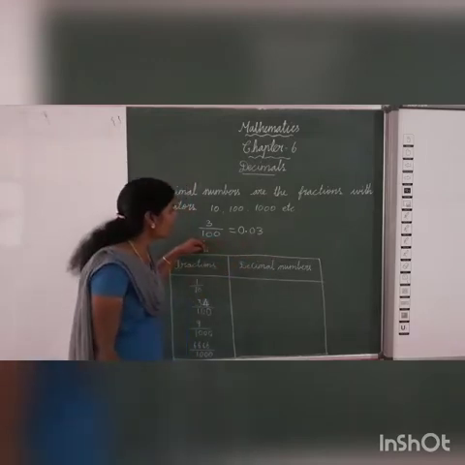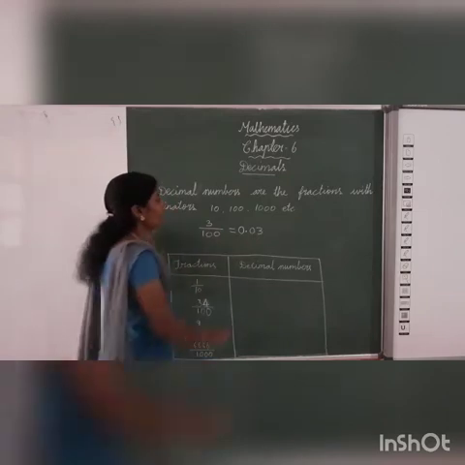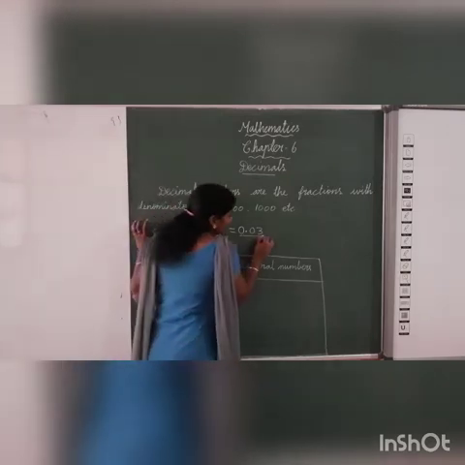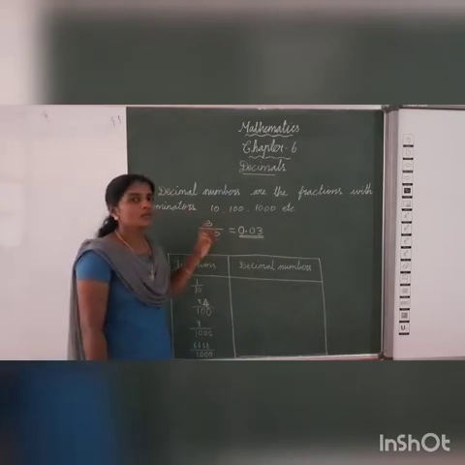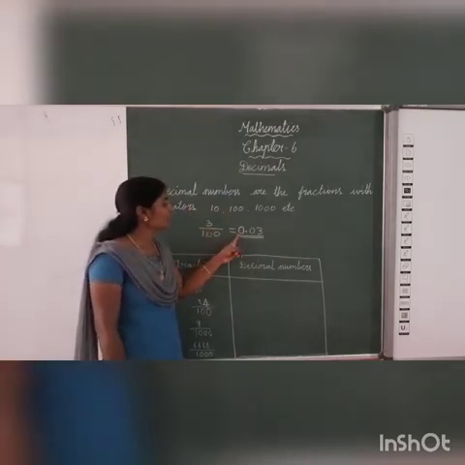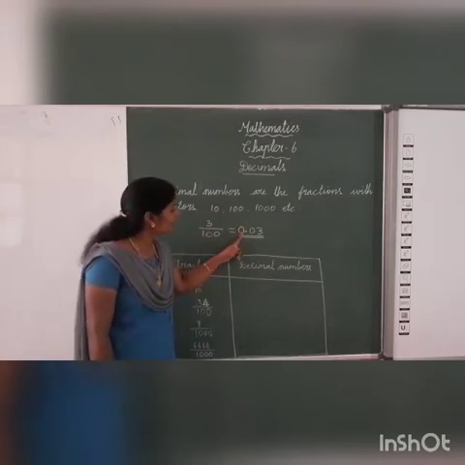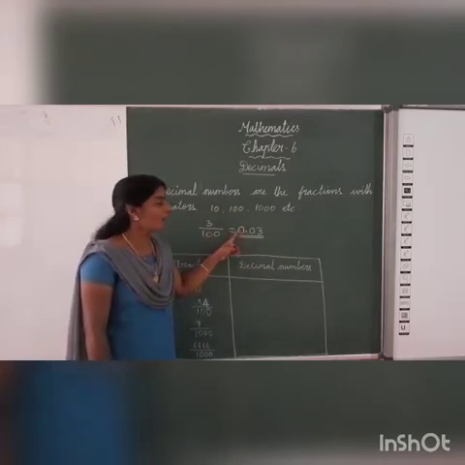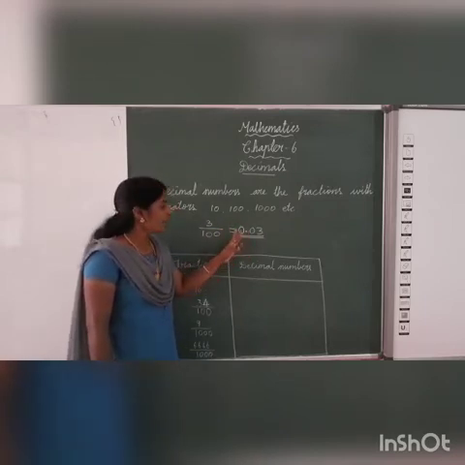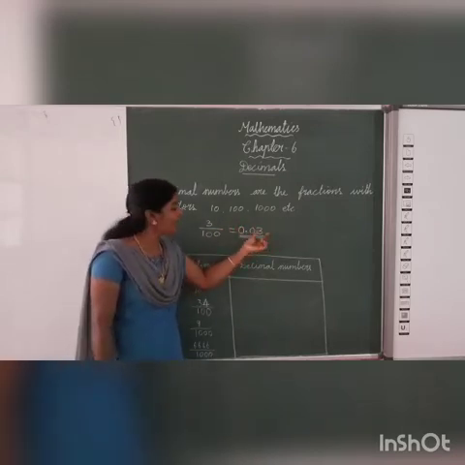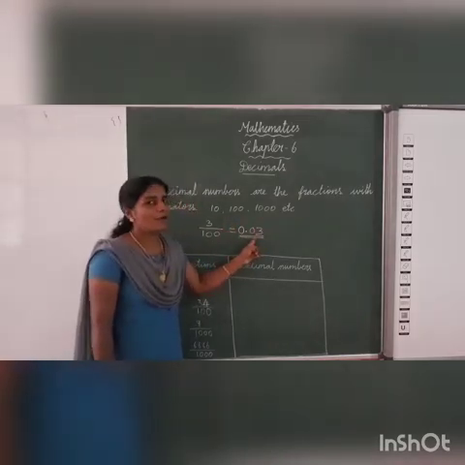This is the fraction form. This is the decimal form. Now in this decimal number, we have 2 parts. Before the decimal point, we have 0. So this is the integral part, or whole part. After the decimal point, we have 2 digits. This is the fractional part.